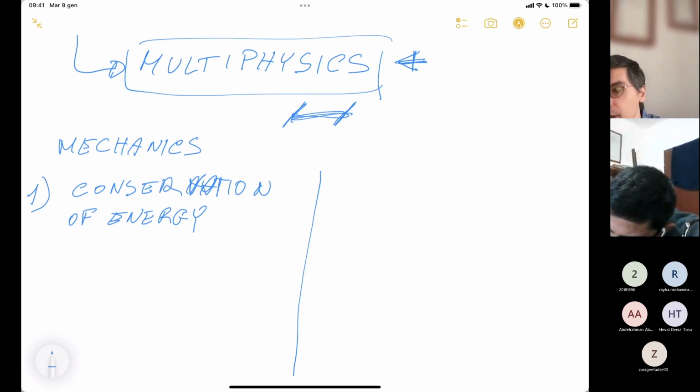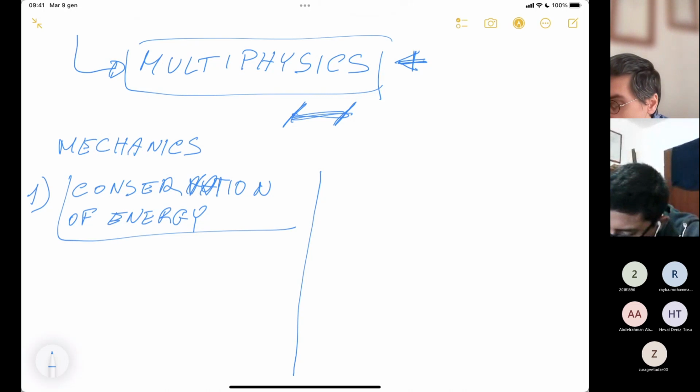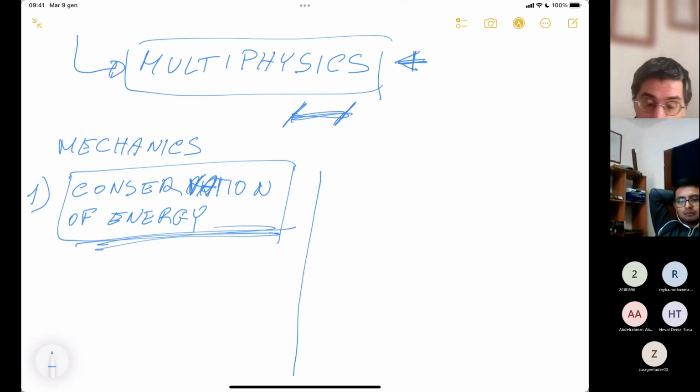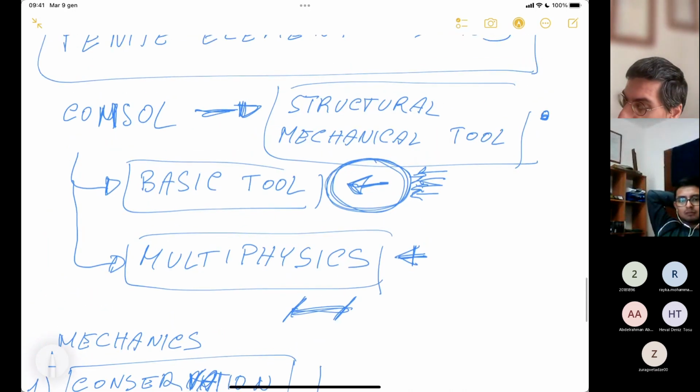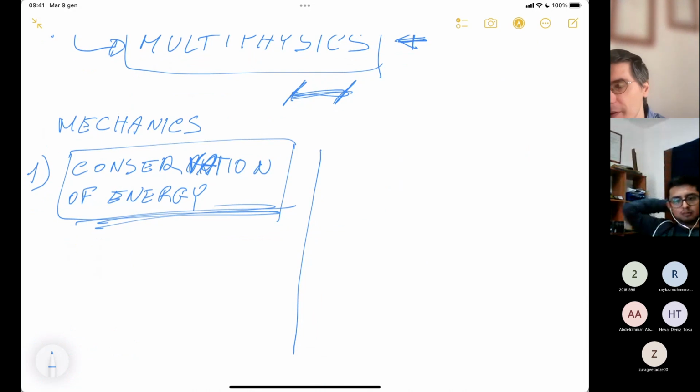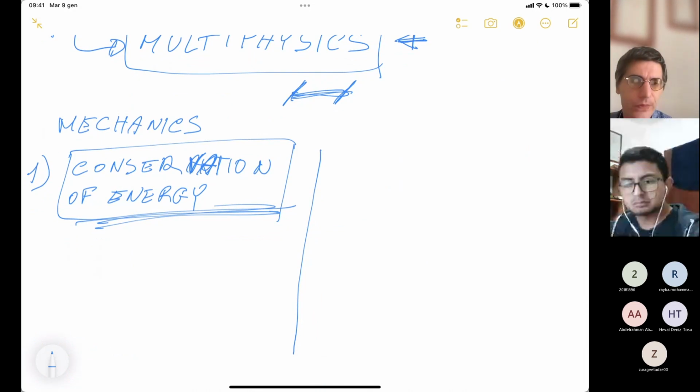Since we talk about elastic deformation, conservation of energy is a fundamental tool, and you can use the conservation of energy to build your model. We systematically use this principle, the principle of conservation of energy, to build everything, even because the approximation made by the finite element method is based dramatically on conservation of energy. Everything is conservation of energy.